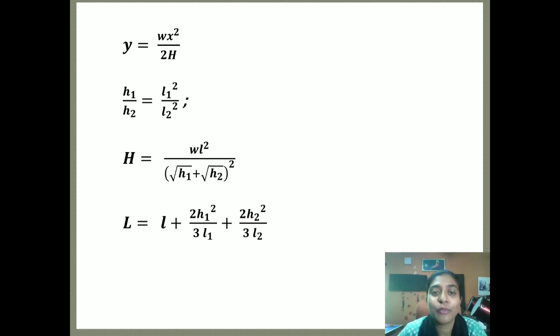Y is equal to Wx square by 2H. The relationship between the dip and the span length is H1 by H2 is equal to L1 square by L2 square. The horizontal thrust H is equal to WL square by root H1 plus root H2 the whole square. And the length of the cable is equal to L, span length, plus 2 by 3 H1 square by L1 plus 2 by 3 H2 square by L2. And you can find the vertical reactions at A and B by taking the moment at C, by taking the left hand side of the maximum dip at C and right hand side of the maximum dip at C.